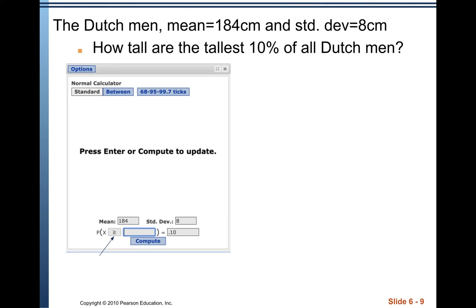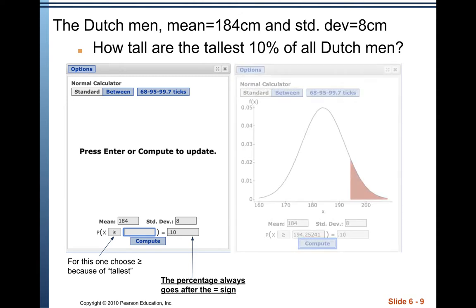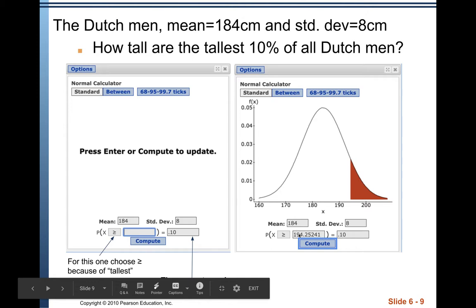I still chose greater than on that drop down because how tall are the tallest 10%? That implies greater than. But notice I put the percentage after the equal sign. So when we're going backwards, when the percentage is stated in the problem, we put the percentage as a decimal, and it always goes after the equal sign. Notice I put 0.10. 0.10 is 10%. And if I hit compute, it actually gives me the answer in the center right here.